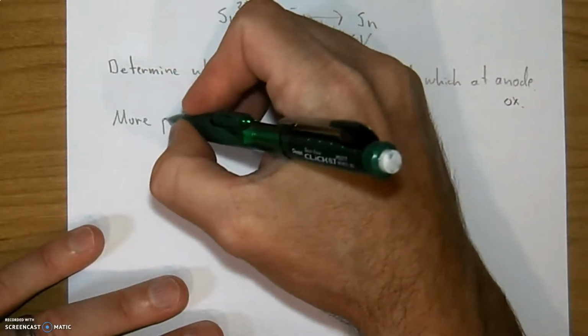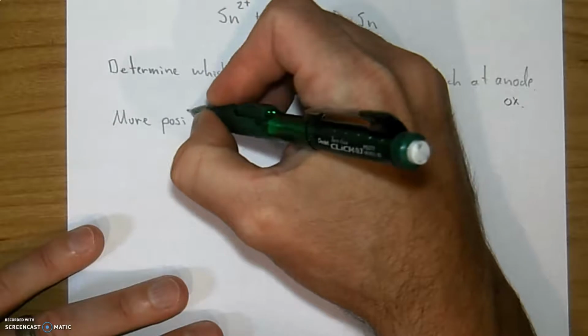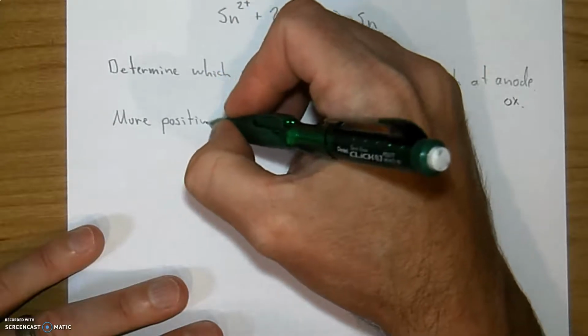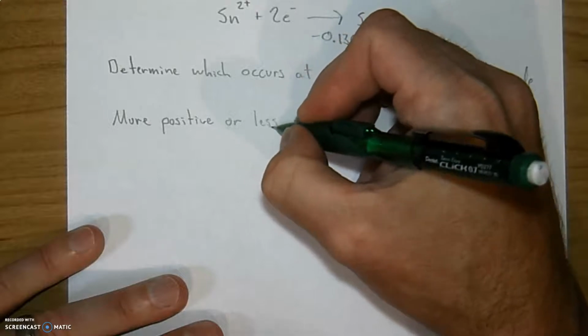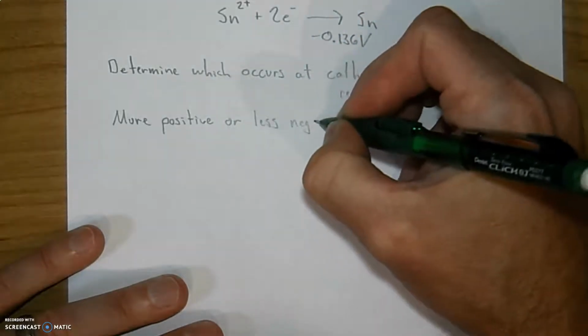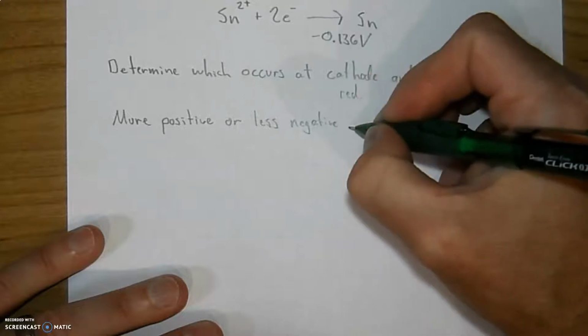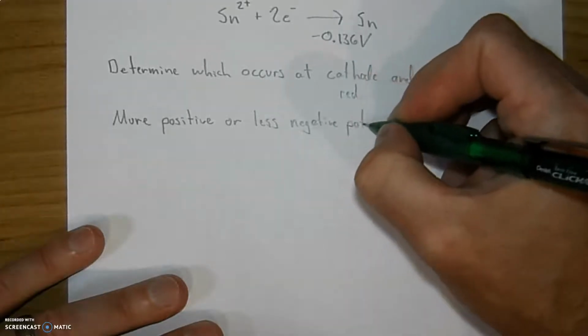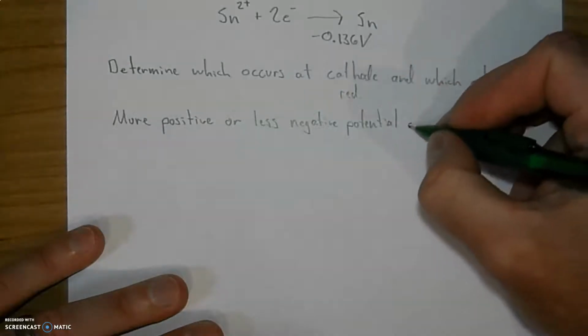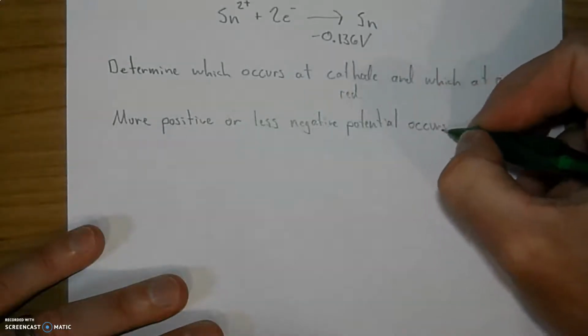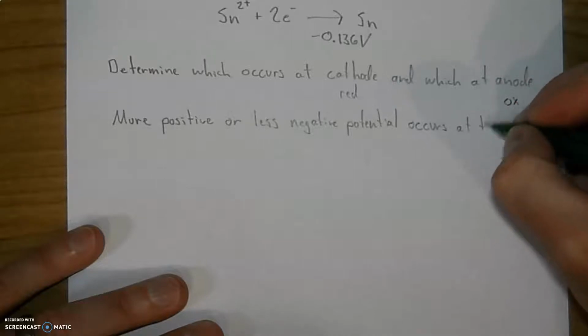The more positive, or another way to say the same thing, less negative potential, those values we just talked about, occurs at the cathode.